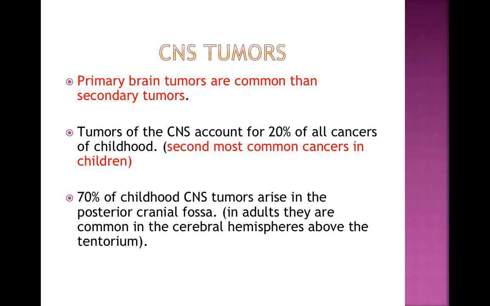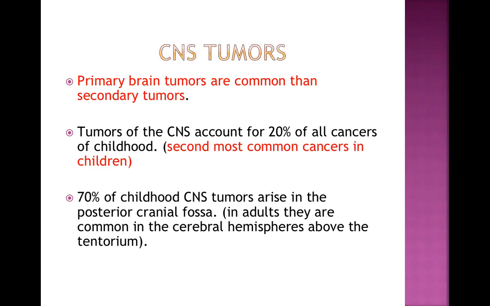Related to the incidence, tumors of the central nervous system account for 20% of all cancers in childhood. In other words, these are the second most common cancers in children. What is the first one? Anyone? Very good. Leukemia, especially acute lymphoblastic leukemia, ALL, is the most common childhood cancer, followed by brain tumor and then lymphoma.